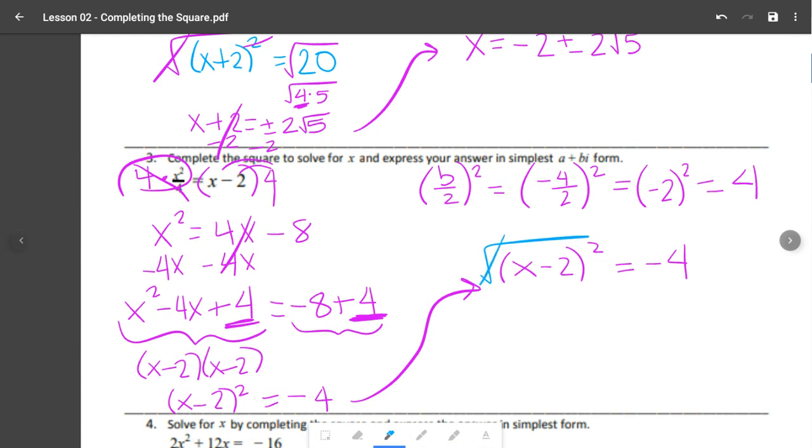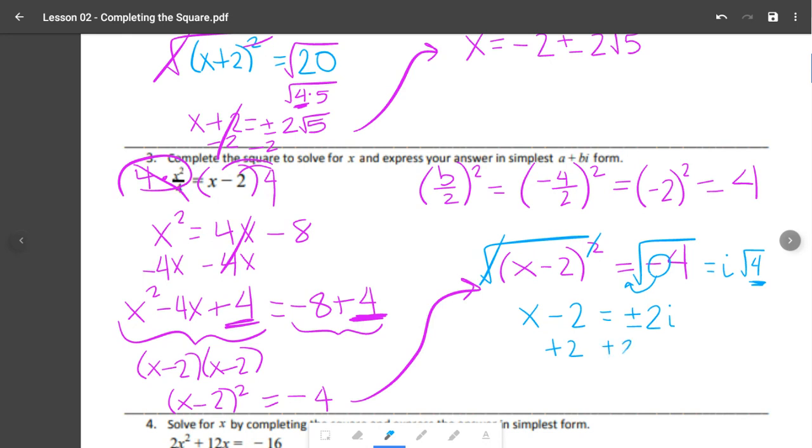Square root both sides so we can cancel the squared. The x minus 2 pops out. Square root of negative 4, well, the negative comes out as an i, so this is i radical 4, and then 4 is a perfect square, so we do get a 2i. And just like with the radicals, we want to include that plus minus in front.